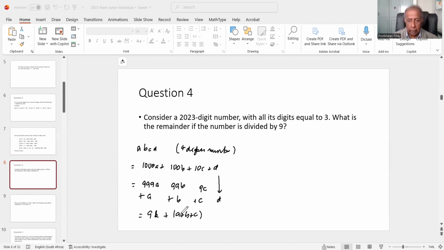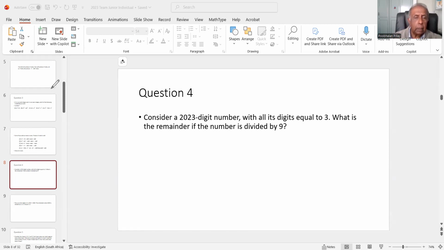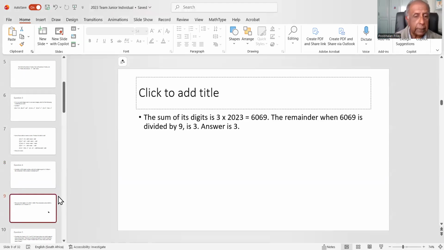So if you want to find the remainder, you divide this by 9, and then you'll have a new multiple of 9, and then you get a new remainder. So that is why you add A plus B plus C, and plus D as well. So you add the digits, and that will give you a multiple of 9 plus that sum. Okay, that's a very quick description of that. Let's just check to see. You can see at the end here, the answer is 3.